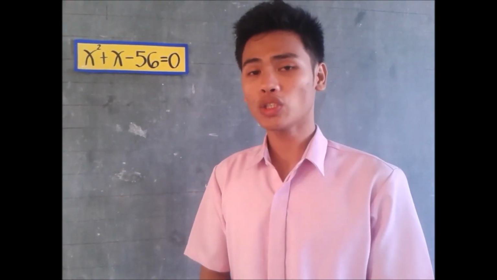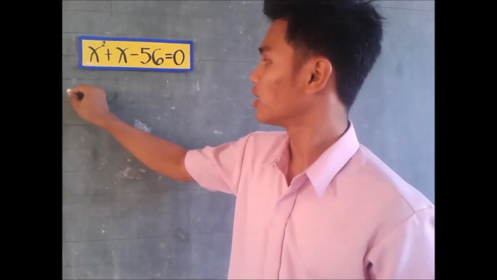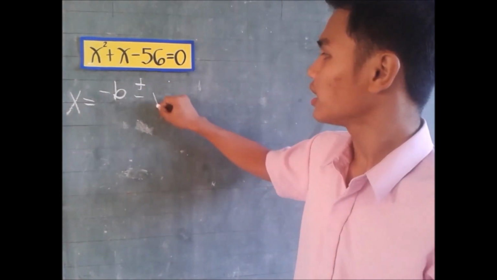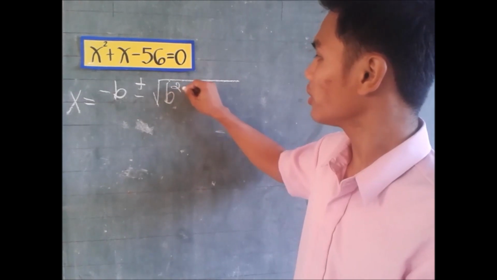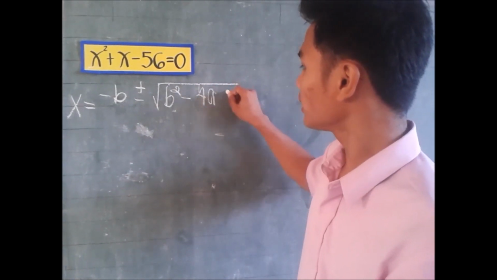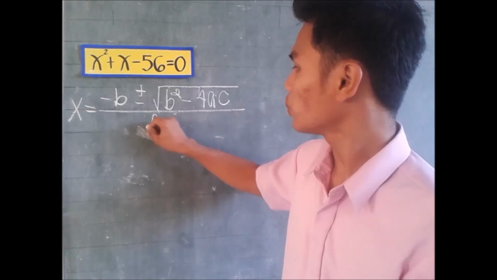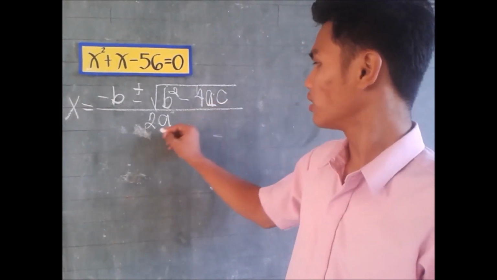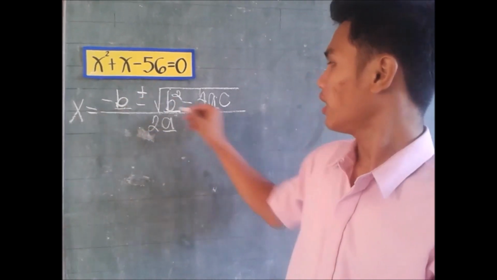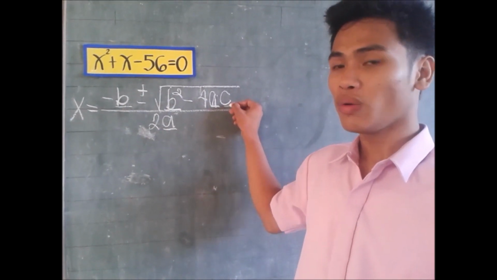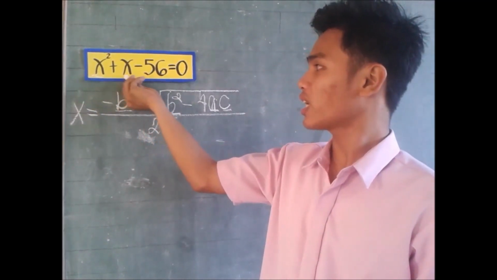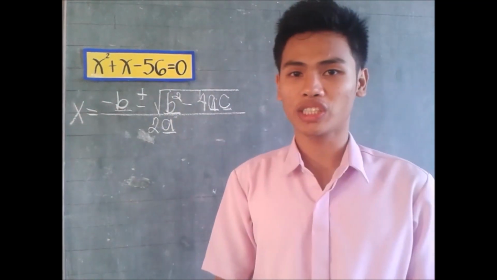In order for us to solve for the values of x, we will use the quadratic formula, which is x is equal to negative b plus minus the square root of b squared minus 4ac all over 2a. And so, to determine the values of a, b, and c, which is the constant, we should determine the numerical coefficient of the first, the second, and the constant of the given equation.